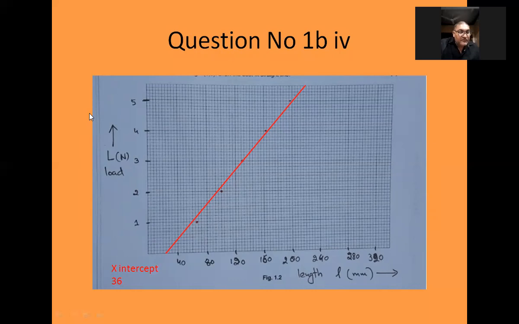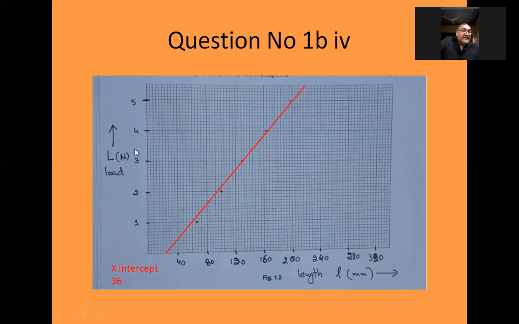And this I have told from the line of best fit. I have extended the line of best fit, and you see from there I can tell when it cuts the axis, the load will be 0 at that point, and the length is 36 millimeters.